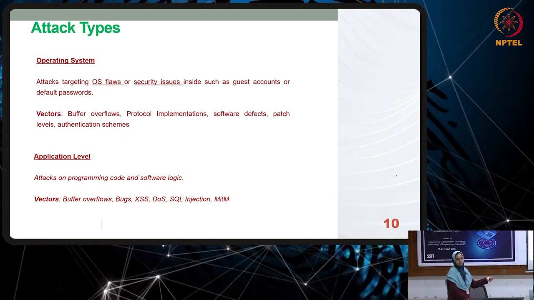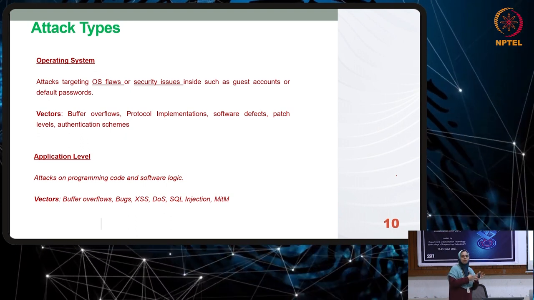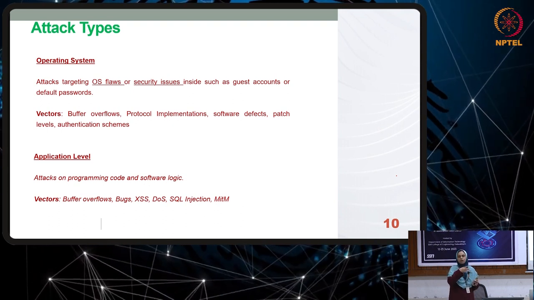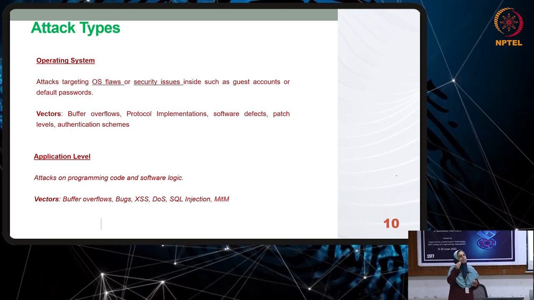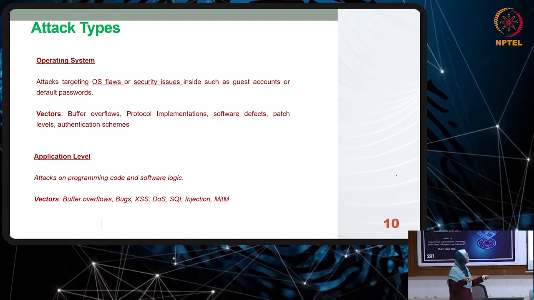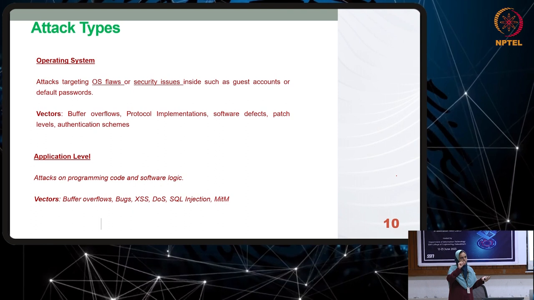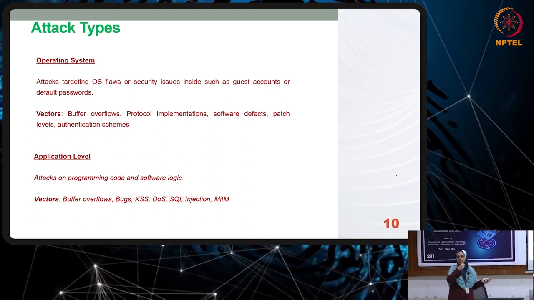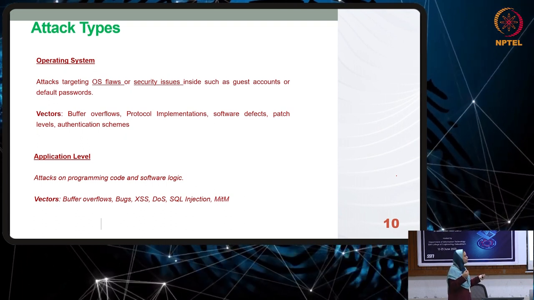Protocol implementation. You have different types of protocols for the OS, like the shortest path, scheduling algorithms, you have a lot of algorithms. Any weakness in this protocol can also lead to an attack. Similarly, software defects. Just now I gave you an example of SolarWinds. One security flaw can immediately trigger a vulnerability and it can lead to a cyber attack. So patch levels, what do you mean by patching?